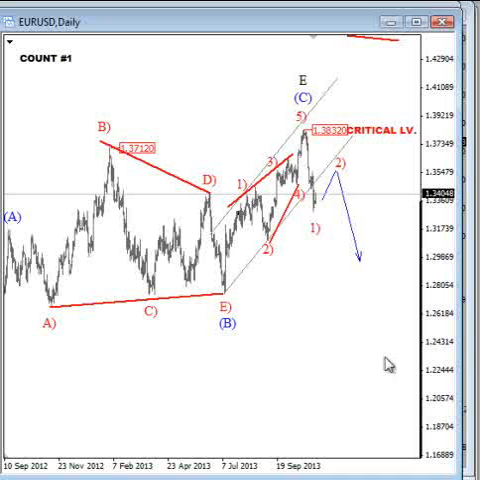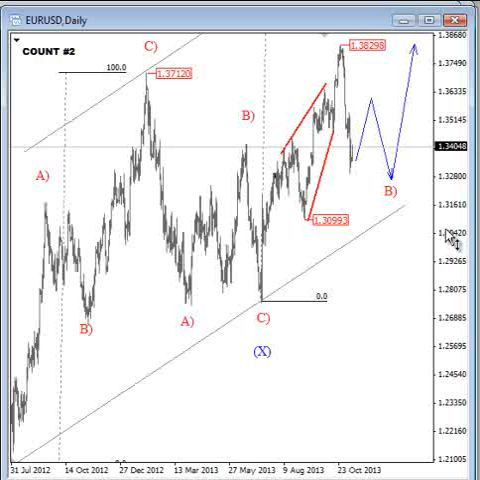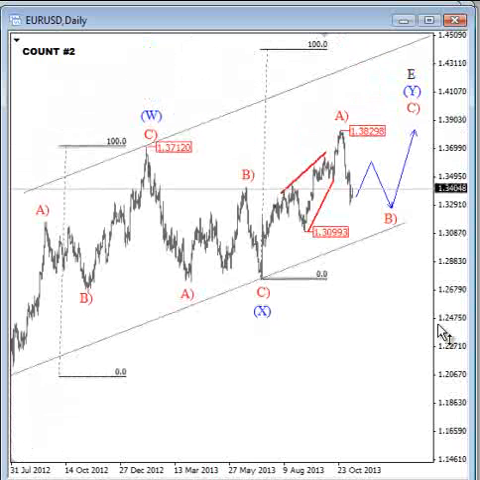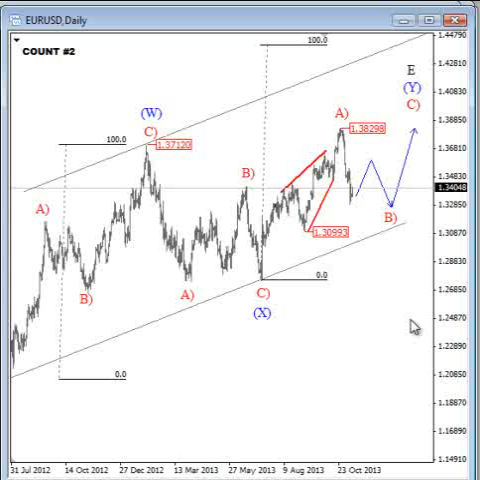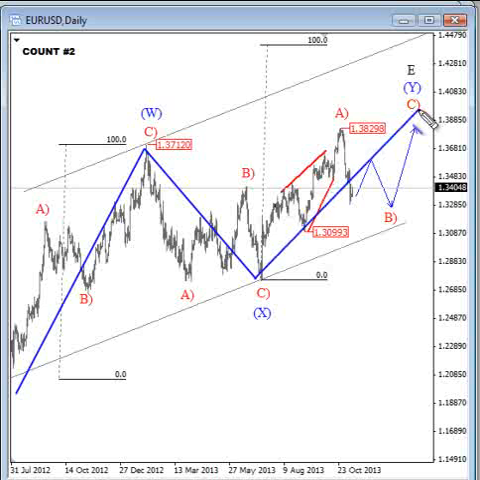Ideally we will see an impulsive weakness here, but as traders we always focus on minimum expectations and on probability, not only on possibility. So here is also the second wave count, which suggests that actually the wave E rally is still incomplete. It's labeled as a double zigzag: first zigzag, wave X, and second zigzag underway.